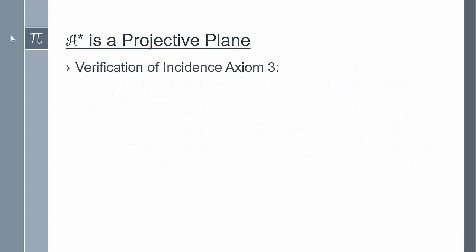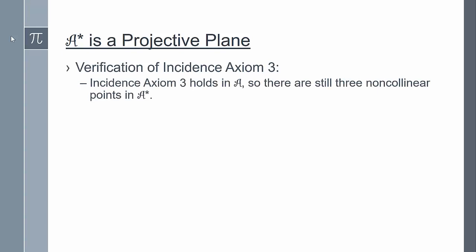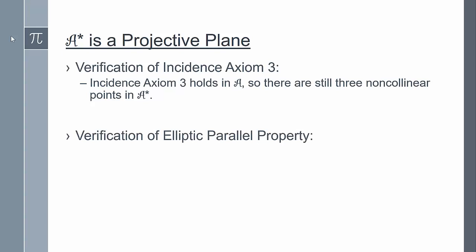Next, we are going to show that A star satisfies incidence axiom 3. And it shows that there's at least 3 non-collinear points in A star. But incidence axiom 3 already holds in the affine plane A, and all the points of A are also points in A star, so there's at least 3 non-collinear points in A star. The last thing we need to show is that A star is a projective plane and therefore satisfies the elliptic parallel property.